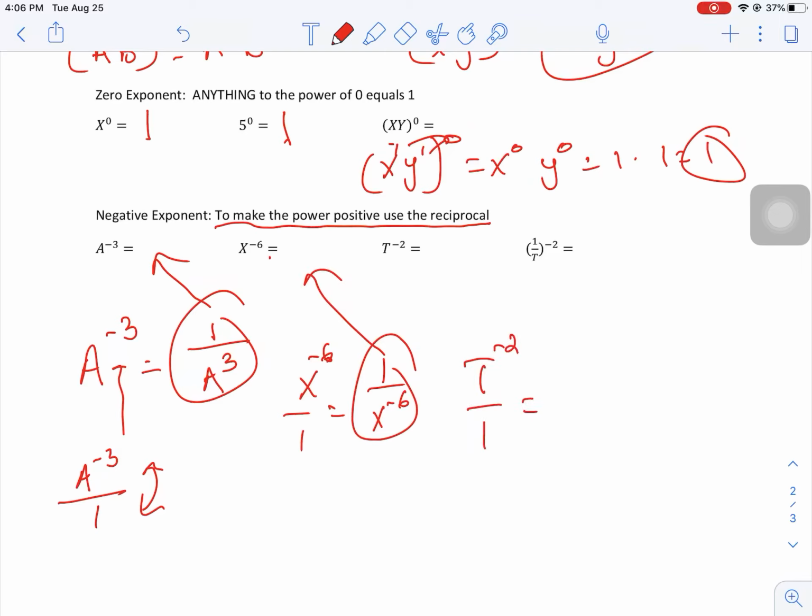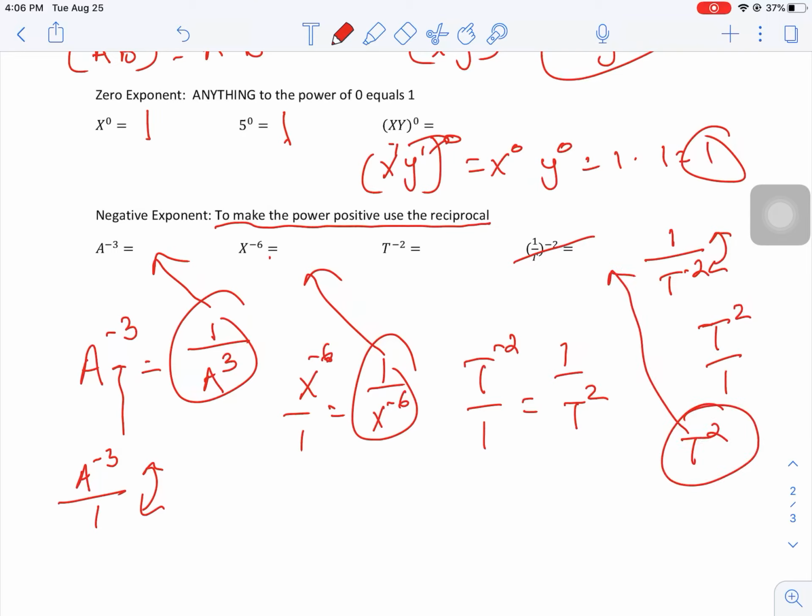Okay? So that's here. That's here. T to the negative 2 is really t to the negative 2 over 1. We flip it. 1 over t squared. Okay? And so this one, it was written wrong. It should be 1 over t to the negative 2 power. And so now we flip it up like this. It is t to the positive 2 over 1, or t squared.